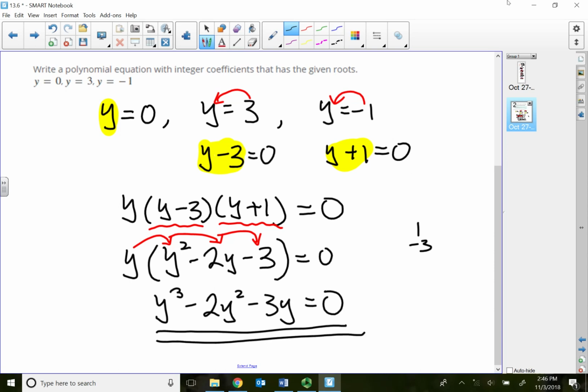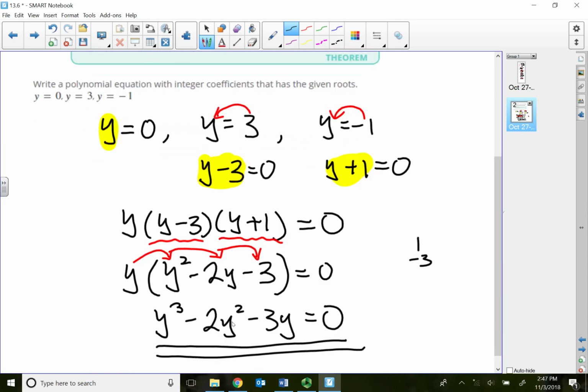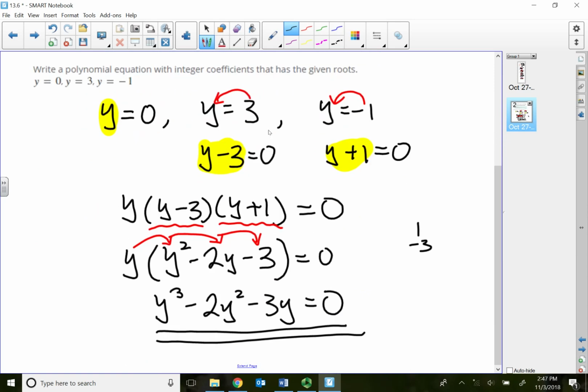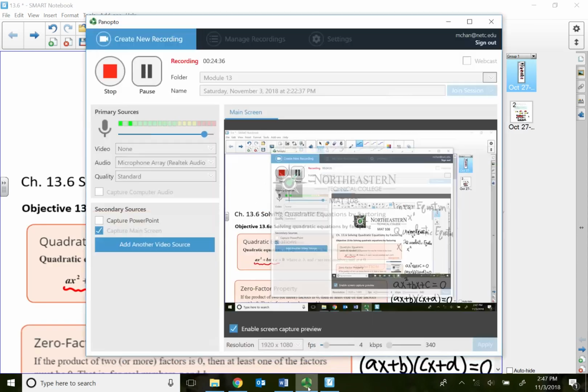All right. So in this lecture video, we talked about how to solve quadratic equation by factoring. And now we actually did it backwards, which give you the answers and then rewrite them in factor form where we multiply them out to find out what was the original polynomial equation. All right, that will conclude this lecture video on solving quadratic equation by factoring. Thank you for watching.